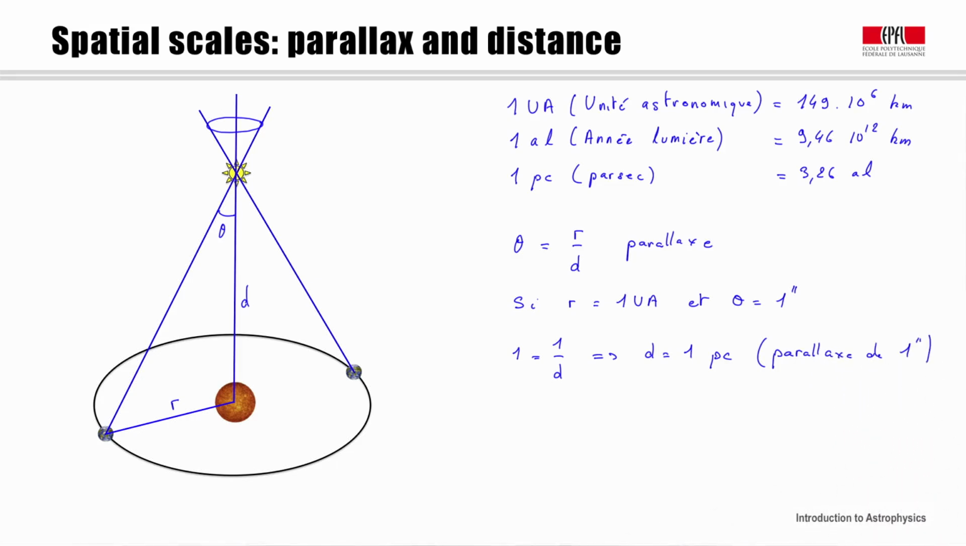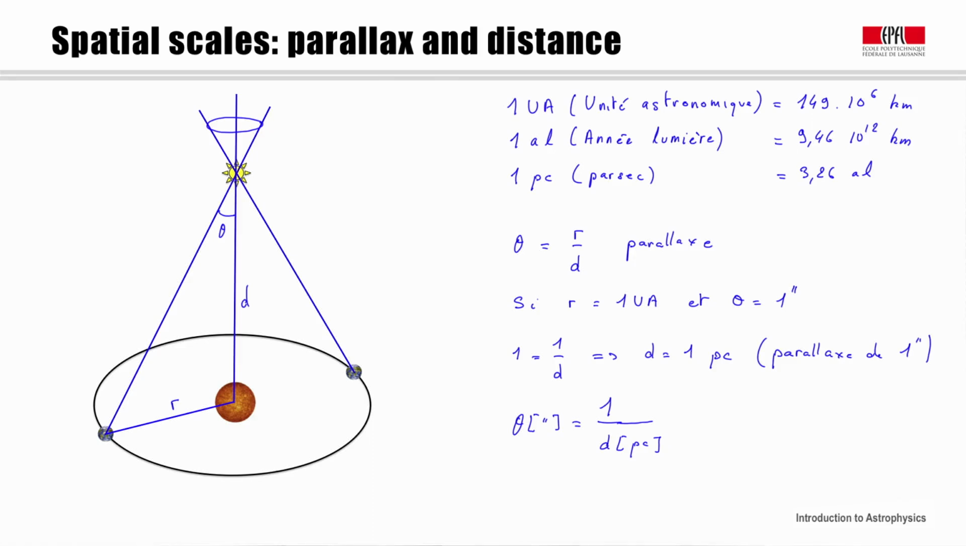In other words, if we express distances in astronomical units and parallaxes in arcseconds, then we can rewrite that the angle theta in arcseconds is equal to 1 over the distance in parsec. That is, a parsec is the distance at which 1 astronomical unit subtends an angle of 1 arcsecond.